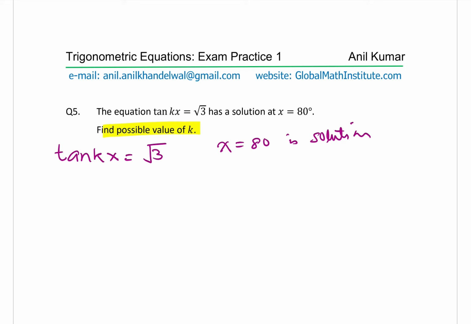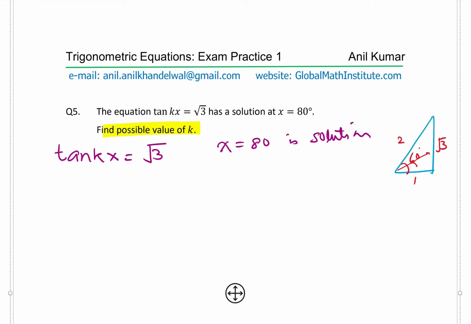A possible value of k clearly indicates that there could be many values of k which can satisfy this particular condition. Well, when tan theta is square root 3, we can always sketch our 30, 60, 90 triangle once again and quickly get to the solution. Tan is opposite side over adjacent, so the angle is here, which is 60 degrees. That is one solution.